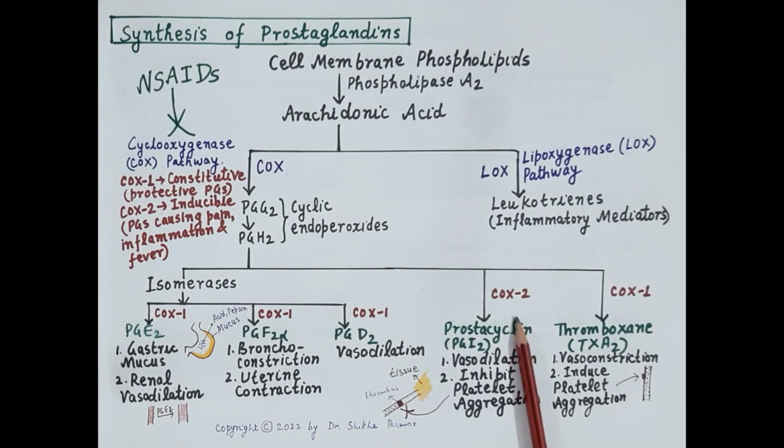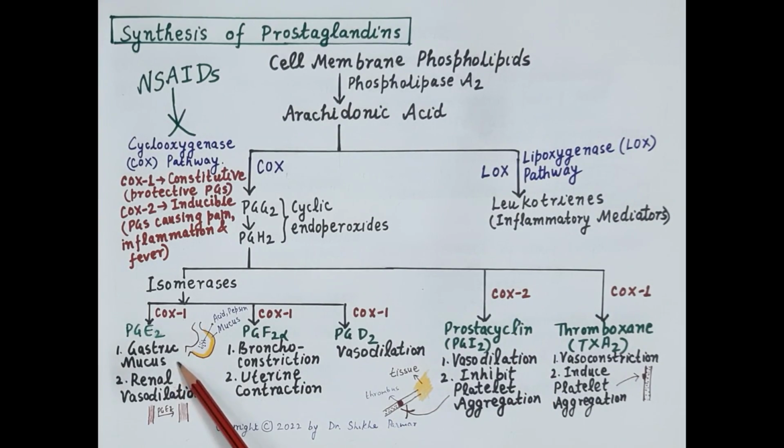But they also show a number of side effects. Like for example, increased risk of gastric ulcer, increased chances of nephropathy due to blockage of COX-1. Further, blockage of COX-1 causes a delay in labor, increased risk of postpartum hemorrhage, high chances of bleeding.